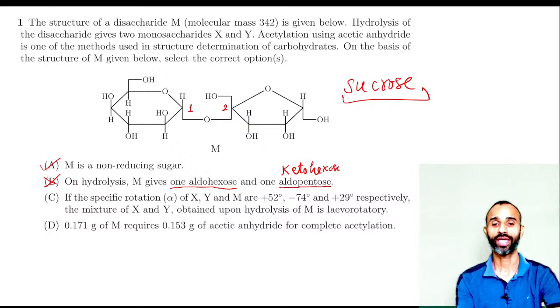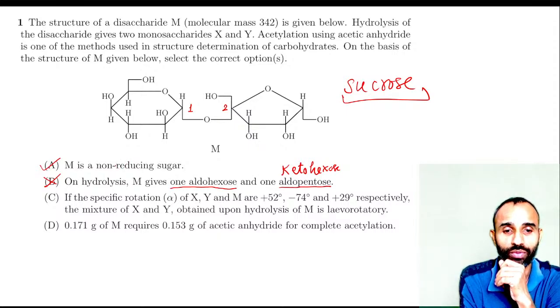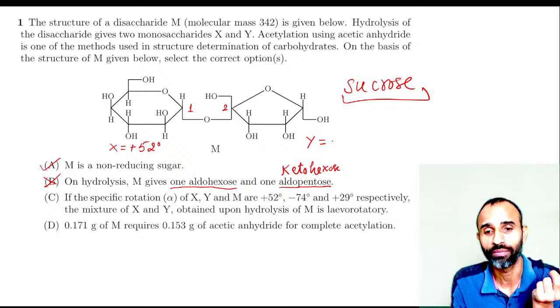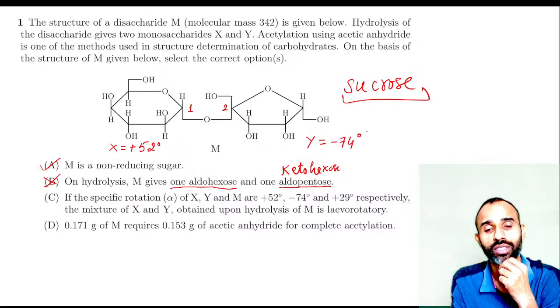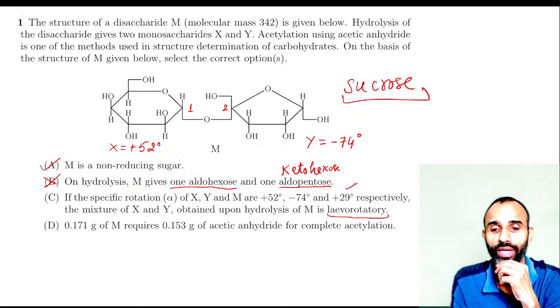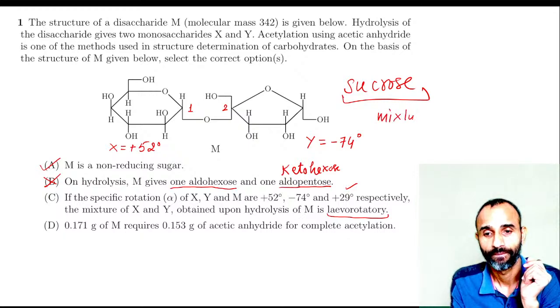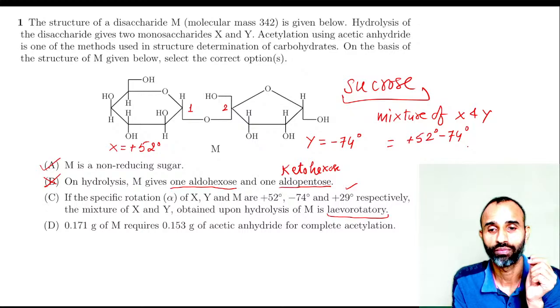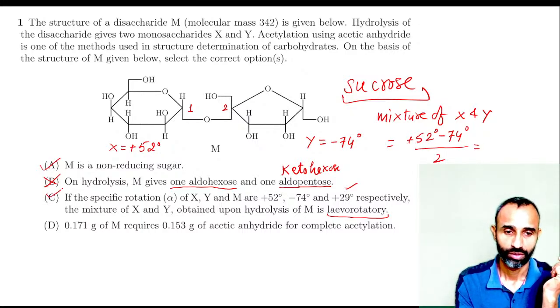If the specific rotations of X, Y and M are given, for X it is given as plus 52, so obviously this X should be glucose. For Y it is minus 92.5, but it is hypothetically given as minus 74. That means a mixture of X and Y upon hydrolysis is levorotatory. Is it true? For M it is plus 29. For the mixture of X and Y, as I told you, it is plus 52 minus 74 divided by 2. It is negative. It is true.